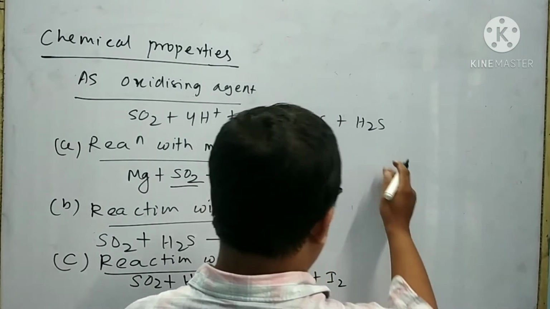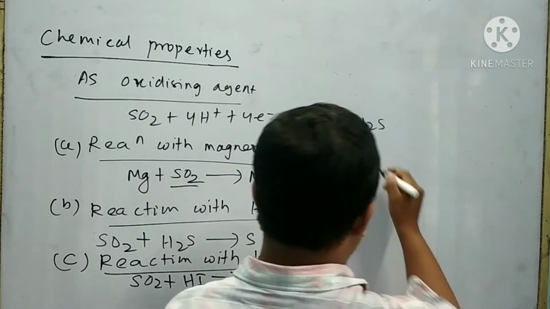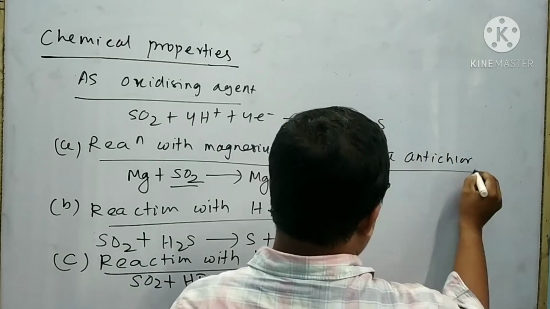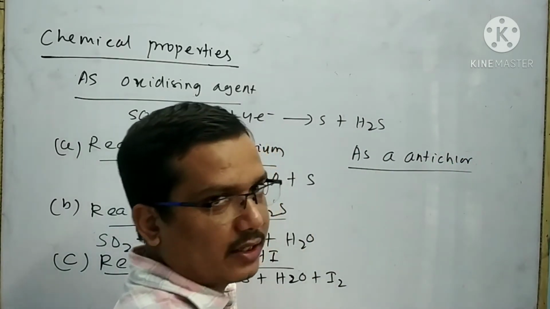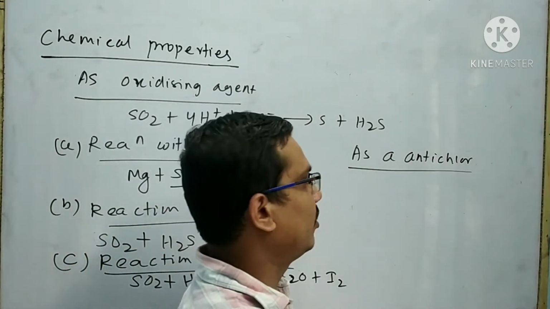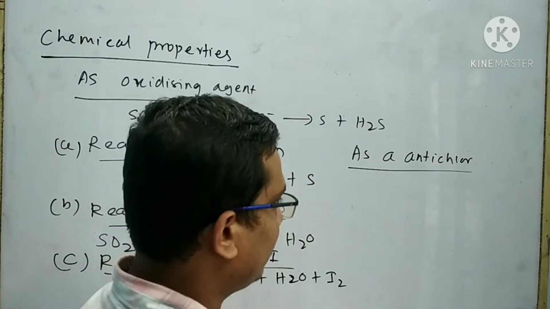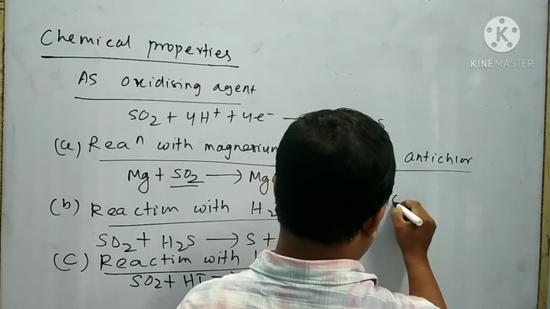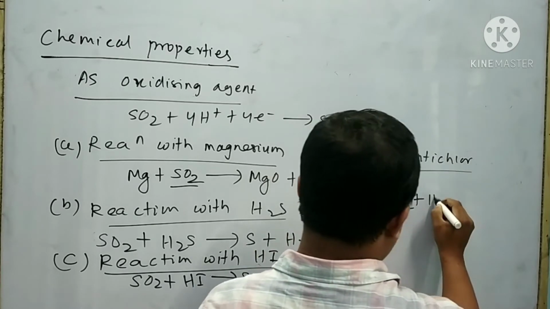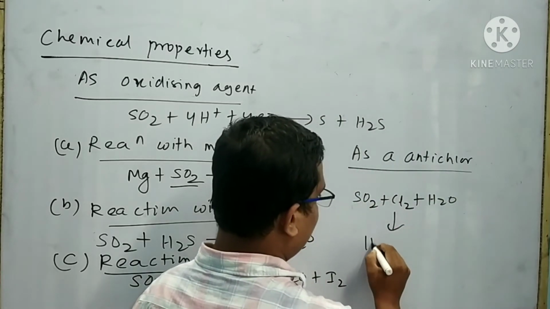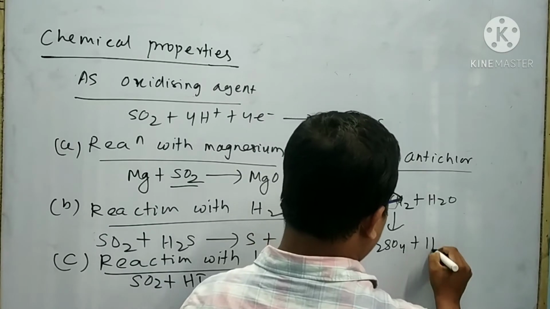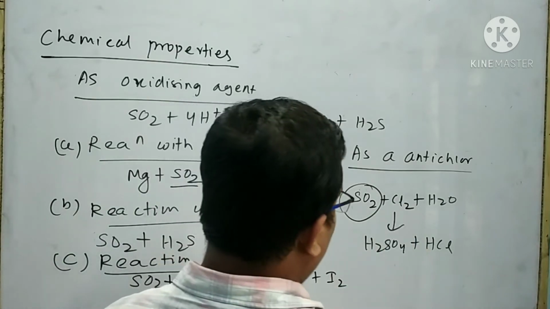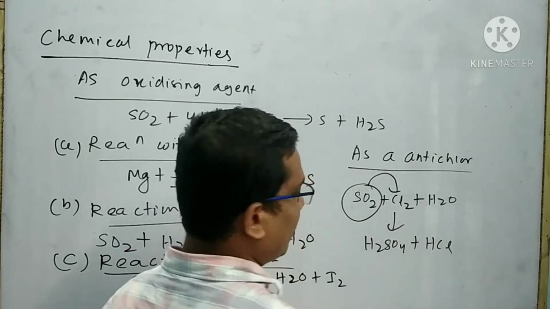Next I will explain how sulfur dioxide acts as an anti-chlor. Sulfur dioxide destroys the properties of chlorine, so it is known as anti-chlor. Now I will write the reaction: SO2 + Cl2 + H2O gives H2SO4 + HCl. In this reaction, SO2 acts as an anti-chlor because it destroys the properties of chlorine.